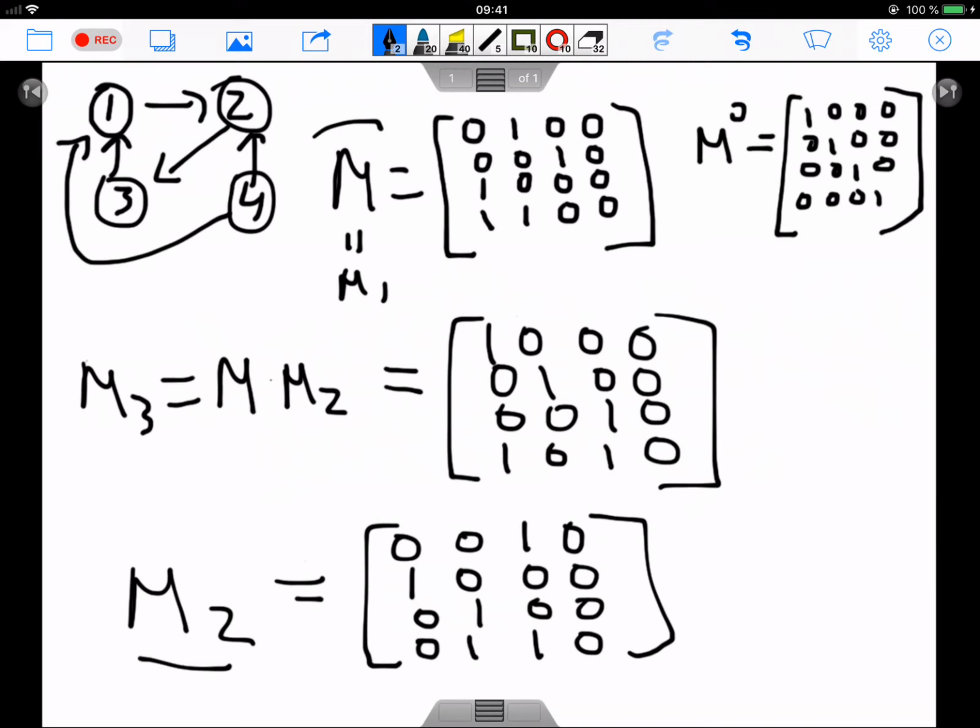Okay, and now to compute, let me erase something. What can I do? I'm going to copy here M2.